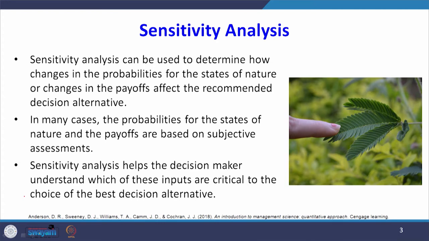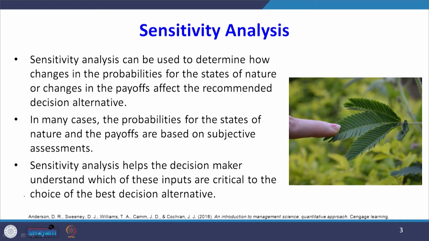Sensitivity analysis can be used to determine how changes in the probabilities for the states of nature or changes in the payoff affect the recommended decision alternative. I brought a picture to show what sensitivity analysis is. Suppose there is a small change in probabilities or the payoff, we have to check whether our recommended decision remains the same or changes. If a small change makes our recommended decision change, then we can say that the model is a highly sensitive model.